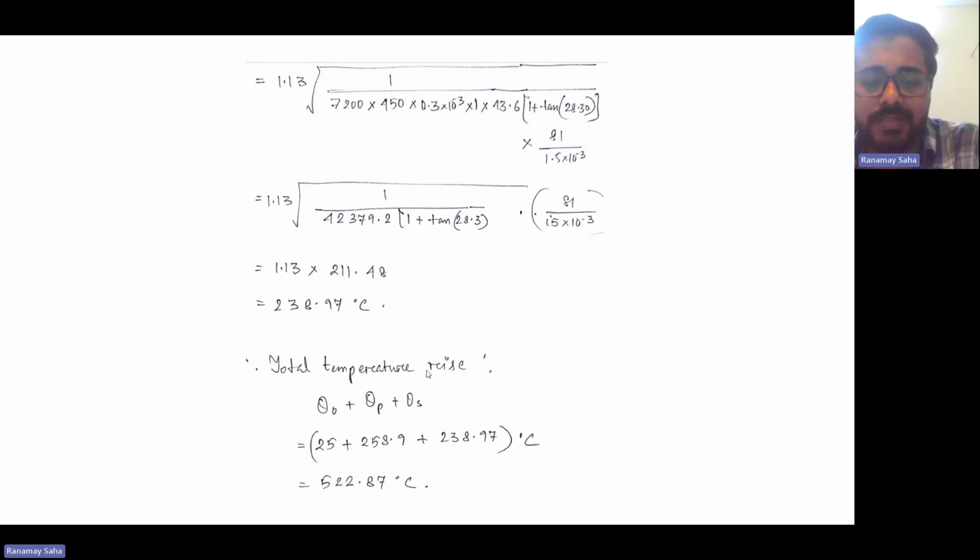The total temperature rise, adding the contribution from the ambient, then the temperature rise in the primary deformation zone and that in the secondary deformation zone, is given by 522.7 degrees centigrade. That is how you solve this kind of problem. If you have any doubt, you can ask.